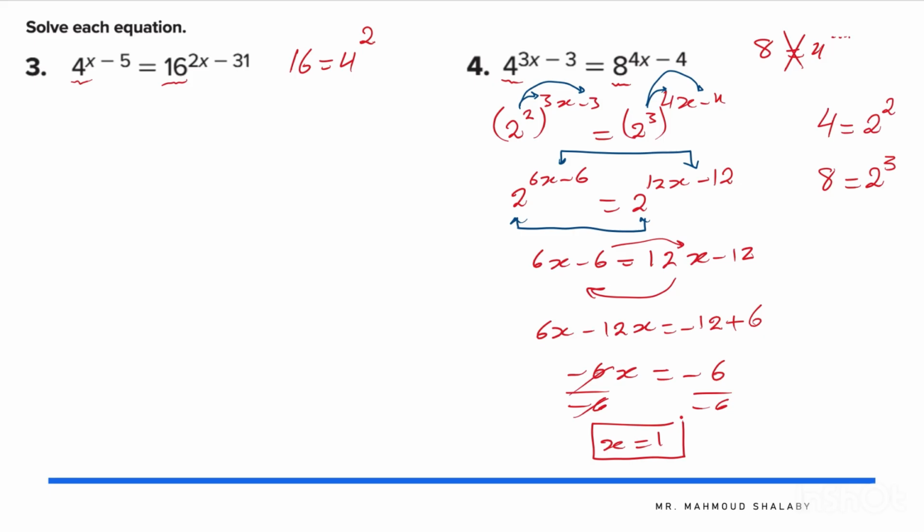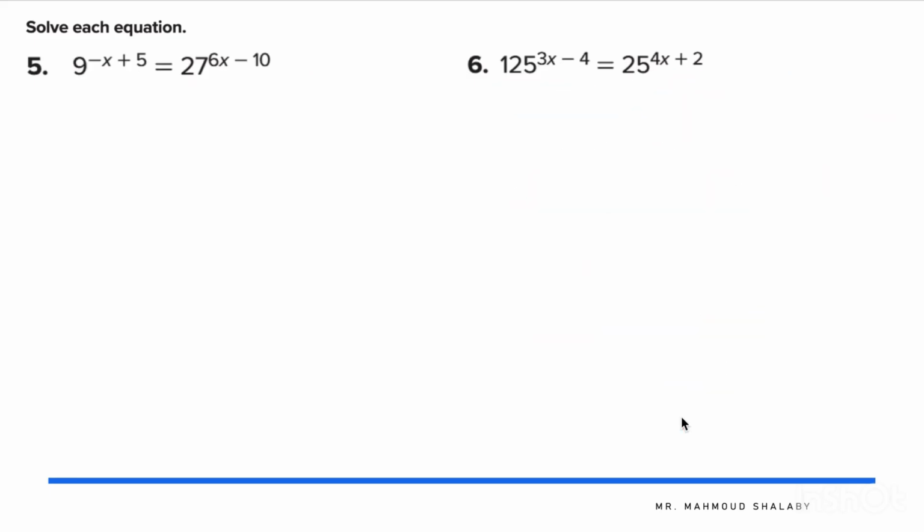Okay, this is how the question works. In the coming questions, I will not be solving, I will just show you how you change both numbers. For example, this 9 and 27. Ask yourself every time, can I rewrite 27 as 9 to the power of something? The answer is no, which means I will change both. So this 9 could be rewritten as 3 to the power of 2, while the 27 could be rewritten as 3 to the power of 3.